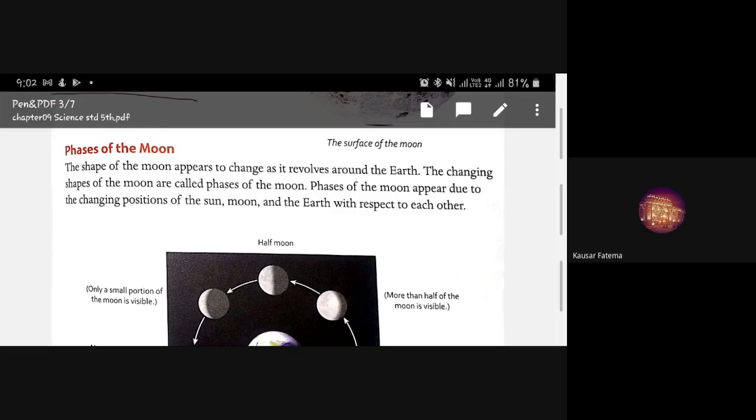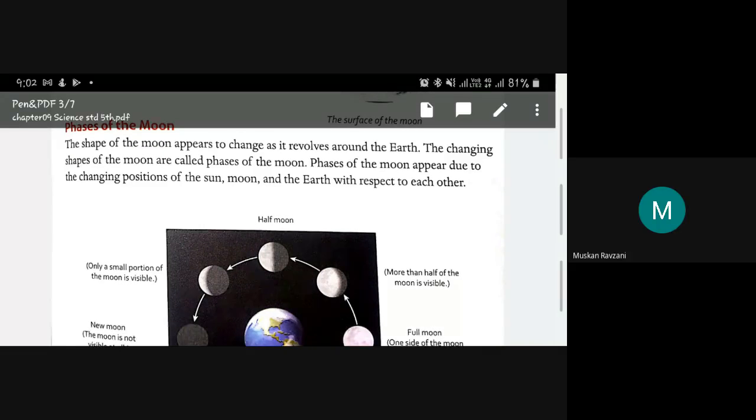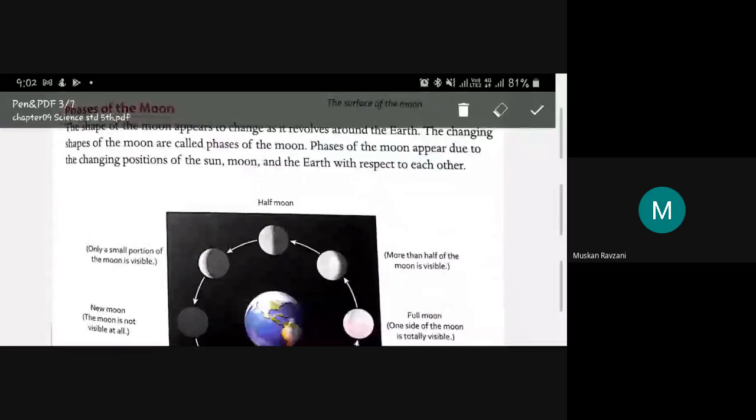It is only around, but due to the position we can see a little bit of the moon. First we see a small part, then bigger, then bigger, because the moon does not have its personal light. It is written over here that phases of the moon appear due to the changing position of the sun, moon and earth with respect to each other.